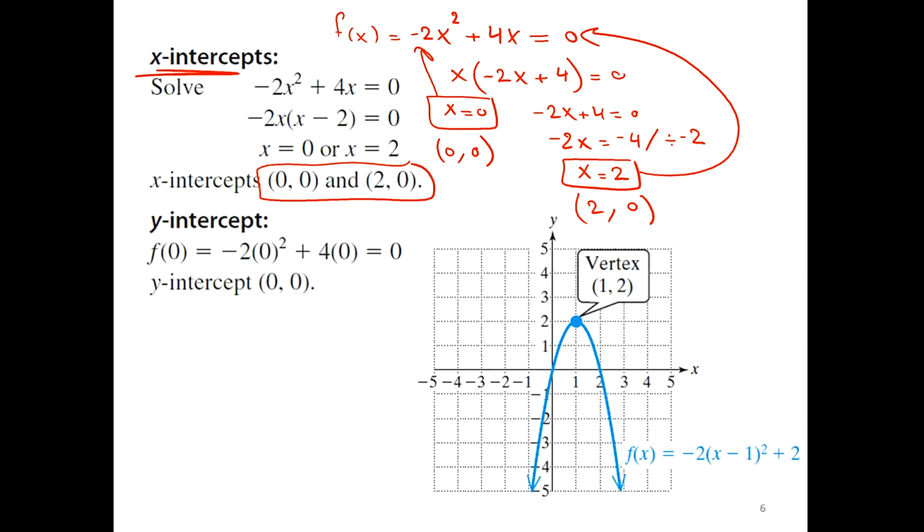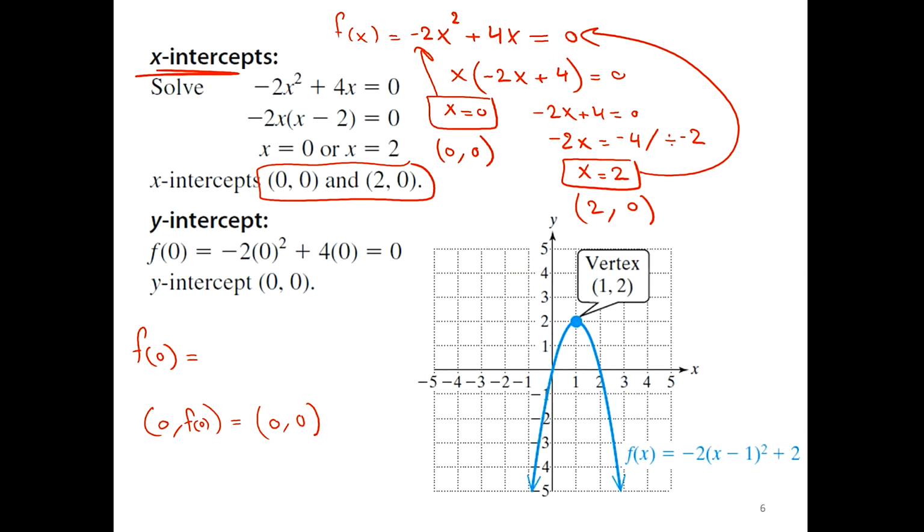If we need to find the y-intercept, we need f of 0, because the y-intercept is at x equals 0. The value of y at x equals 0 equals what? 0, substitute 0, so we have 0.